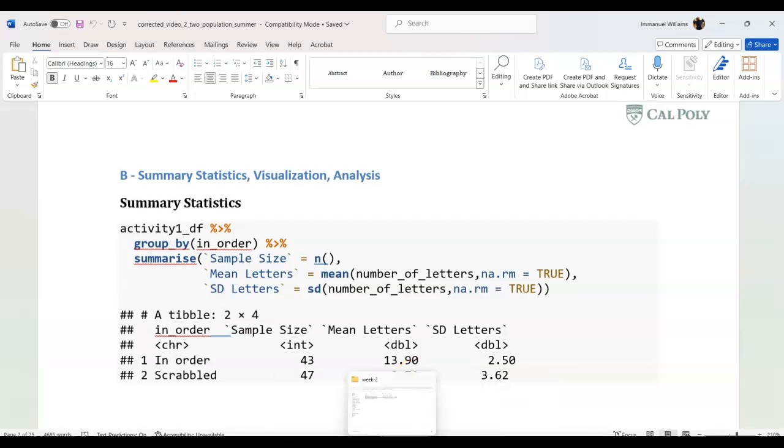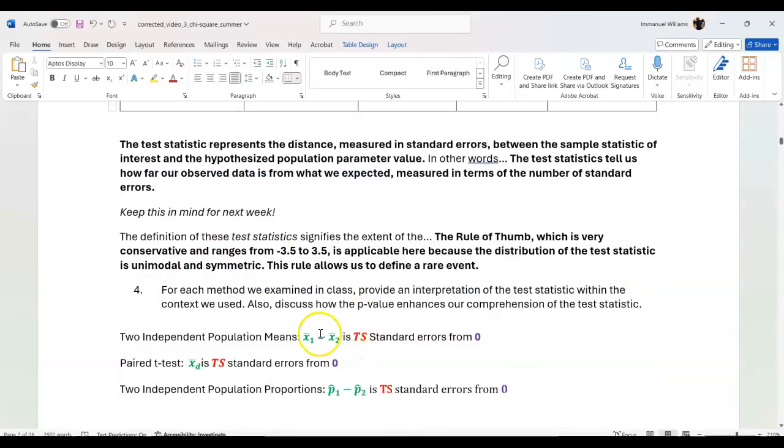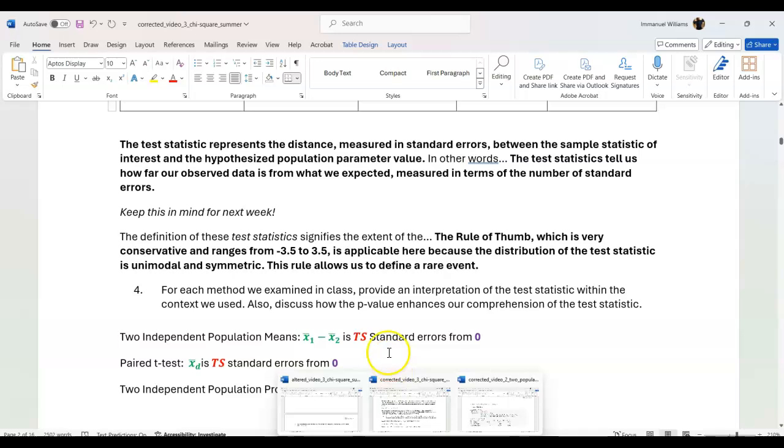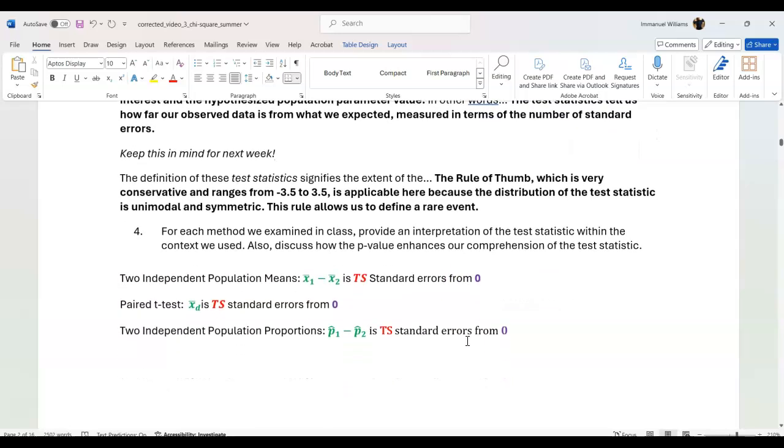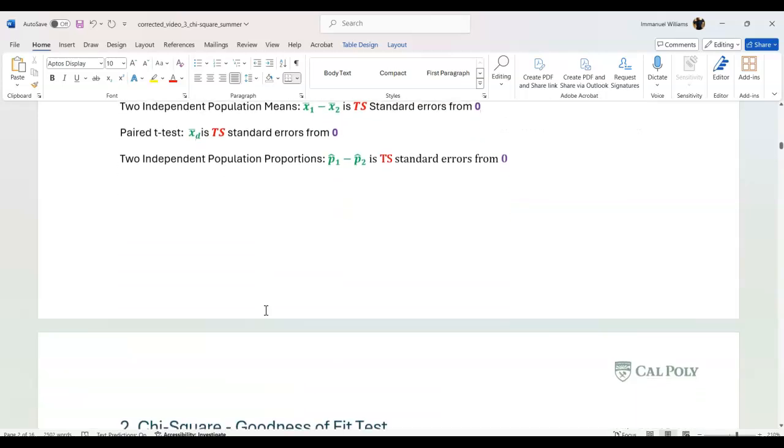In this situation, we would say 5.2 is 7.89, whatever that test statistic was, standard errors from 0. So you provide: the difference in the sample means is so many standard errors, the test statistic, from 0. You do the same thing for the paired t-test as well as for two independent population proportions.